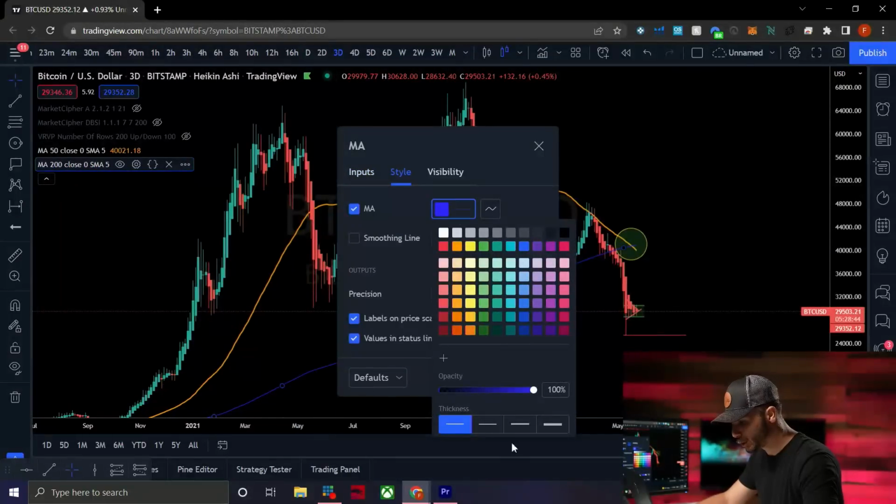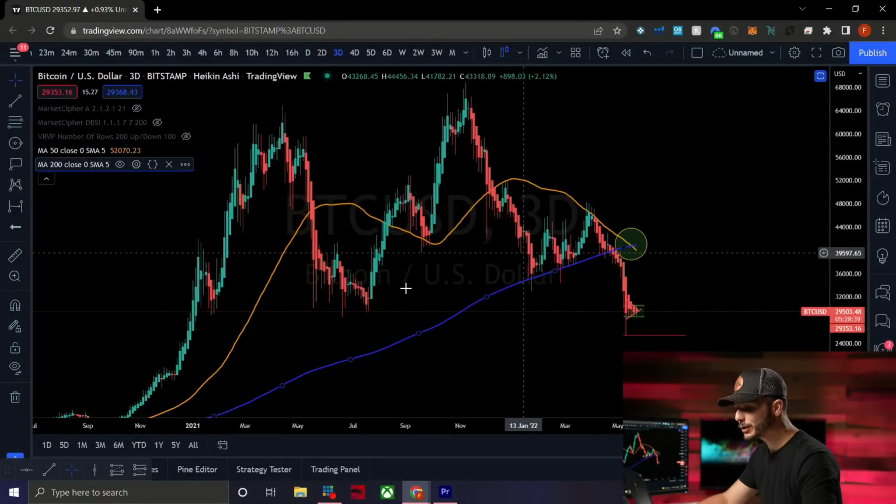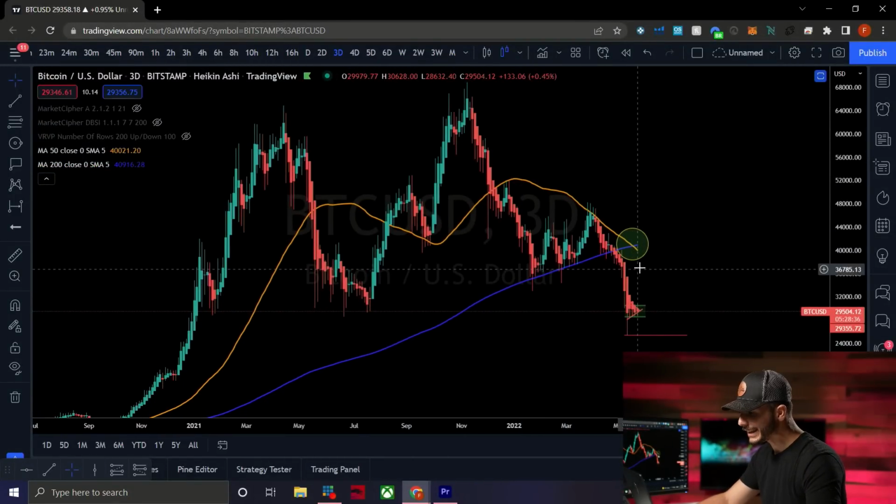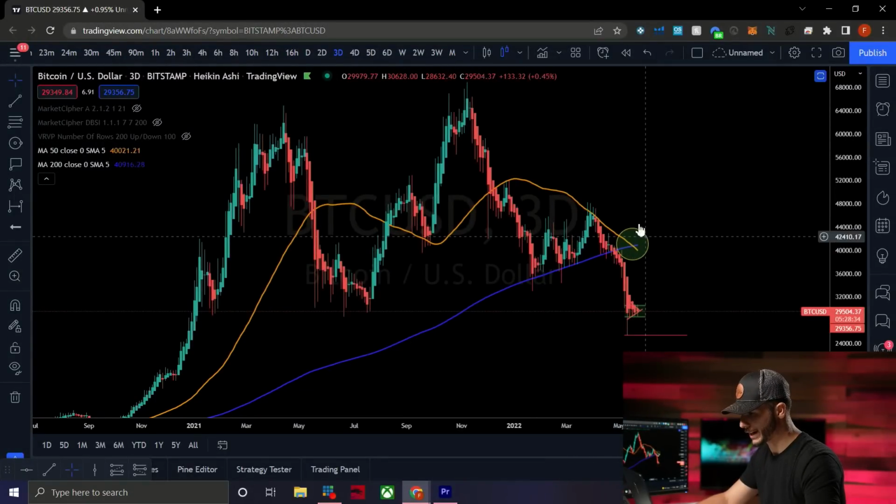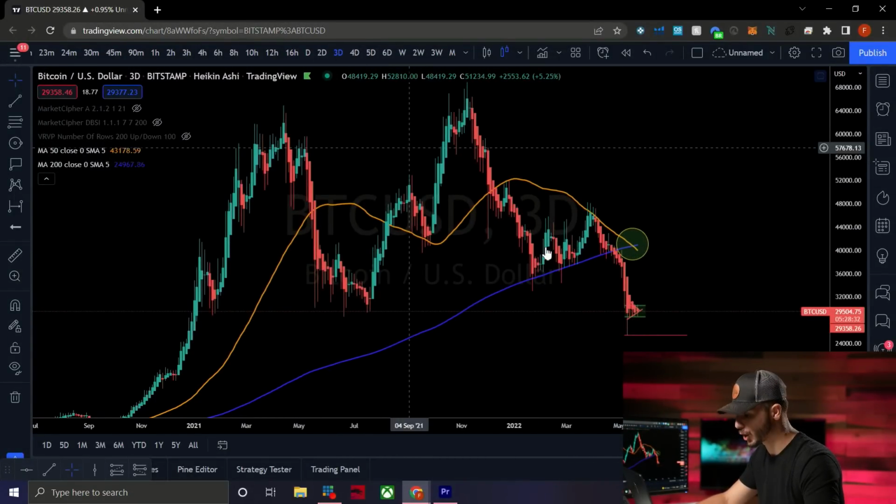We'll keep this one blue, but we'll just make the line a little thicker. And then we'll click OK. So now you have the moving averages on your chart, and you should be able to see this death cross right here. Again, we're on the 3-day chart.